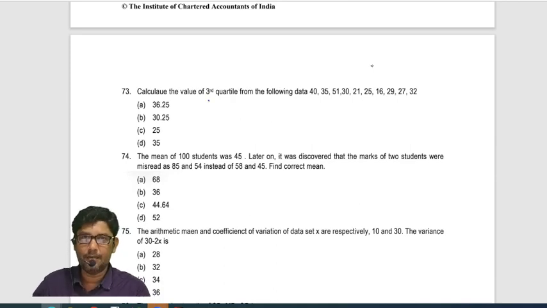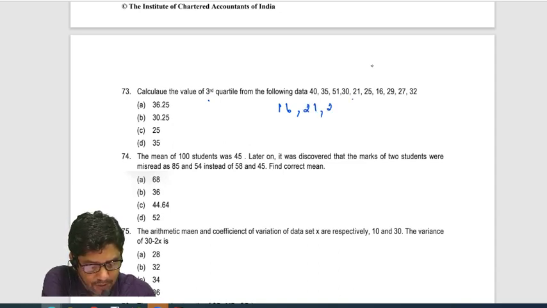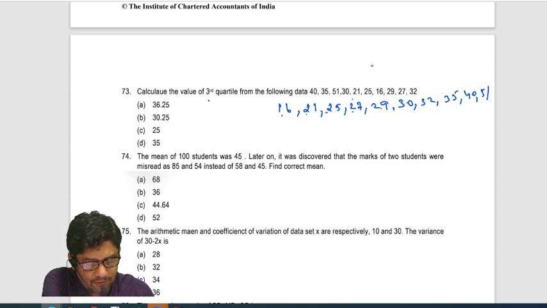Calculate the third quartile. Okay. First, what we need to do, we need to arrange them in ascending order. What exactly will come from? Tell me what is the smallest one here? 16. Next one. Help me out. 21. After that, 25. After that, 27. After that, 29. After that, 30. 32. Next. 32, after 32, 35. 40. 51.